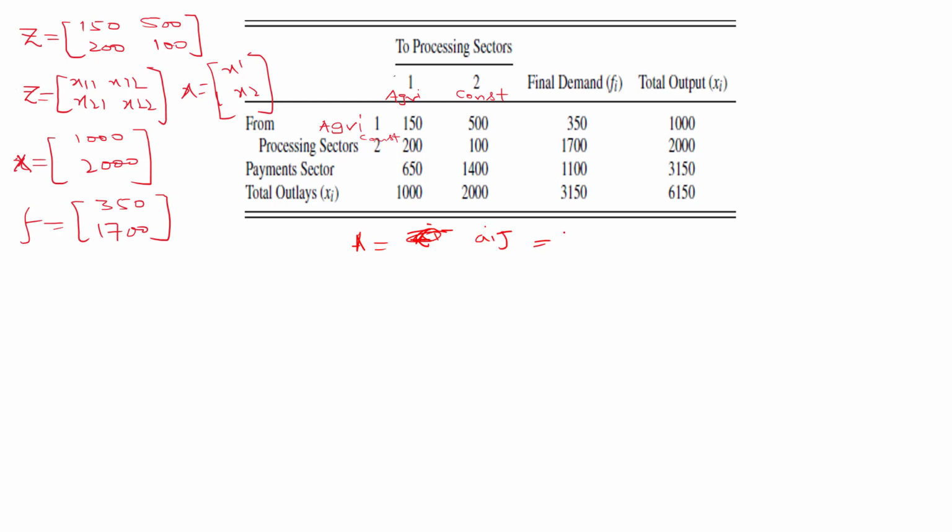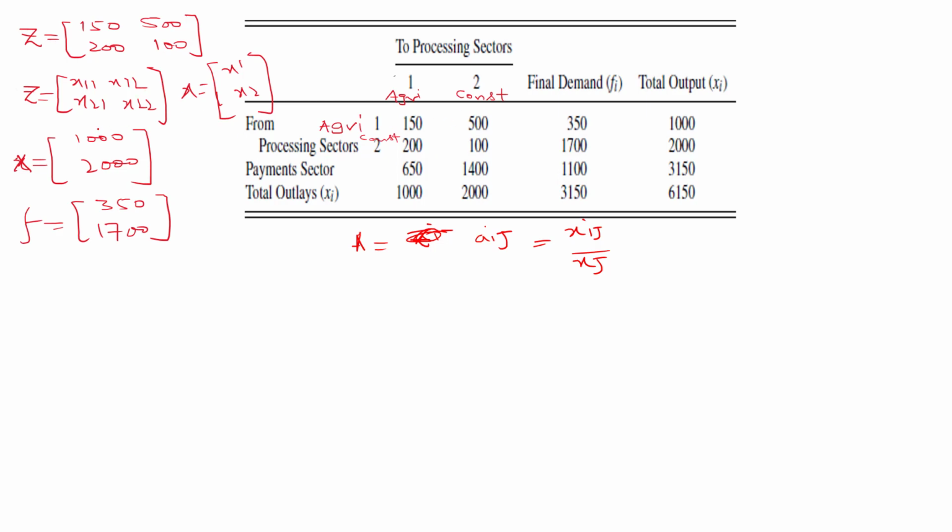Or we can write this as a_ij equals x_ij divided by x_j. So what is this? This is x_11. x_11 means sector 1 providing to sector 1. So agriculture provides this 150 amount. Basically this is a monetary table. Monetary table means, for example, it provides 150 kg of, let's suppose, wheat, and we convert that into monetary units. So 150 kg of wheat is worth, let's suppose, 150 US dollars. So 1 providing to 1, and this is 1 providing to 2.